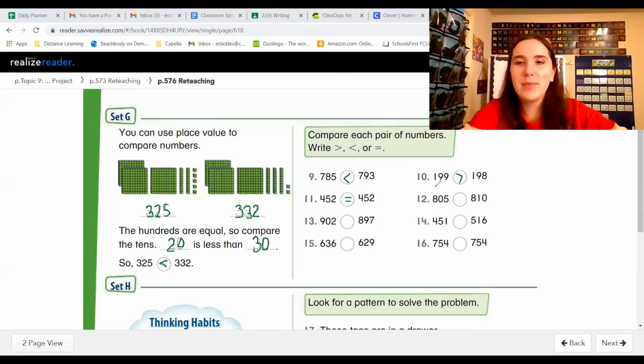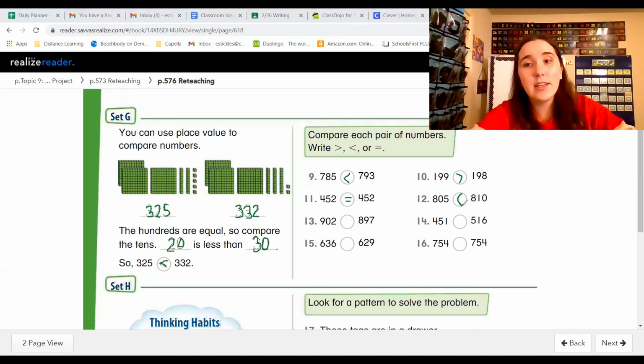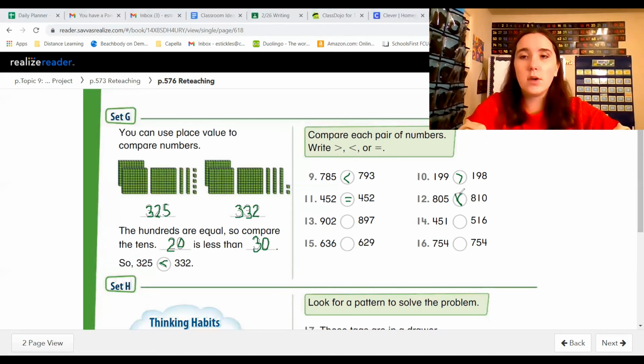What about number 12? 805 is greater than, less than, or equal to 810. What do you think? That one's a little tricky. Let's see. The hundreds are the same. Ooh, in the tens I have a 0, and in the tens I have a 1. So that means 810 would be bigger because 10 is greater than 0, right? So we would say 805 is less than 810.